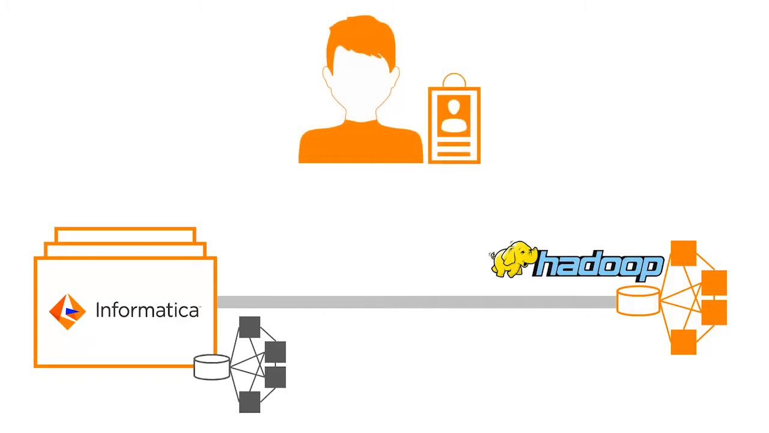First, the user identities must be authenticated in the Informatica domain and the Hadoop cluster. After a user is authenticated, a user must be authorized to perform certain actions. In this video, you will see how you run a mapping as an authorized user which otherwise fails.